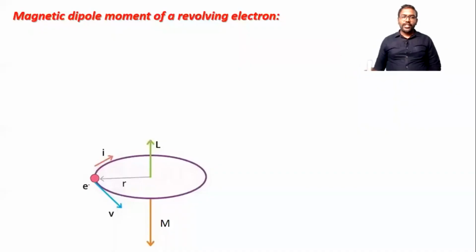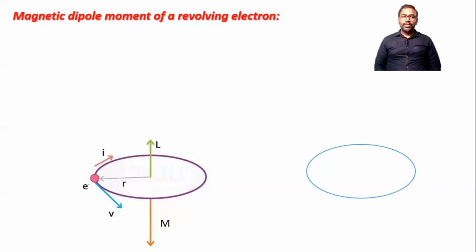Now we start the next article: magnetic dipole moment of a revolving electron. In the previous standard, we already learned that a current carrying conductor acts as a magnetic dipole. Similarly, a revolving electron is equivalent to a current carrying conductor. Inside the current carrying conductor, electrons are revolving. Similarly, inside the atom also, electrons are revolving around the nucleus. So a revolving electron and a current carrying circular loop are both equivalent.